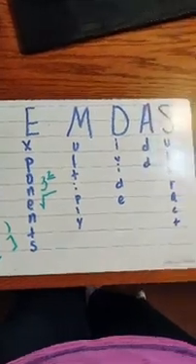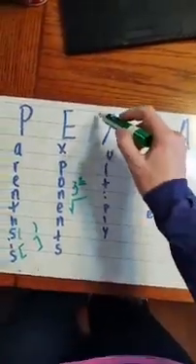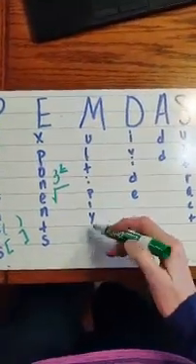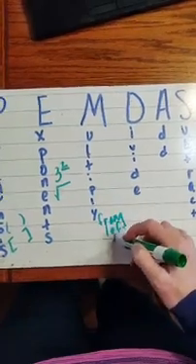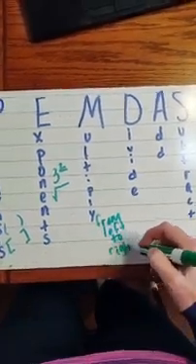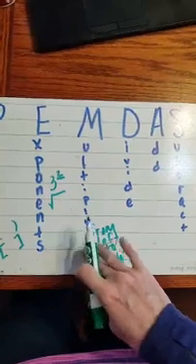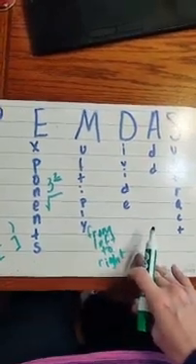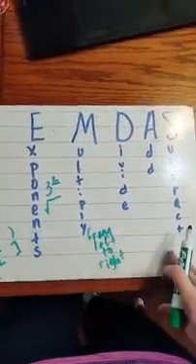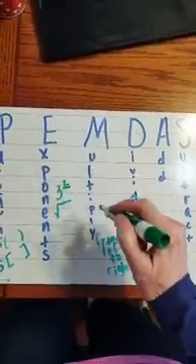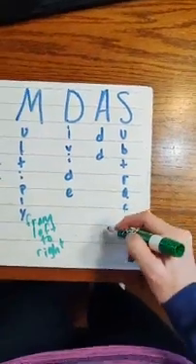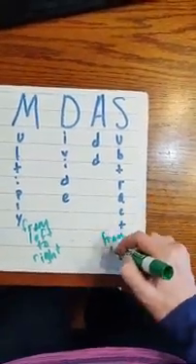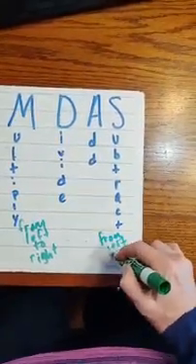The next thing you do, and these kind of go together, is multiply and divide. But we multiply and divide from left to right. So if it happens that there's division before there's multiplication, then you do the division first because we go left to right. Multiply and divide kind of go together. And then our last two is add and subtract. Again, from left to right.